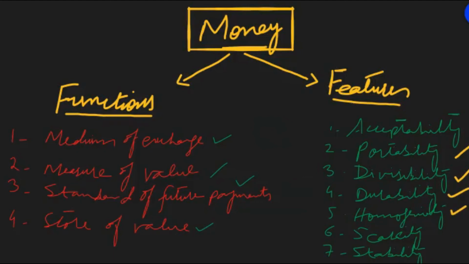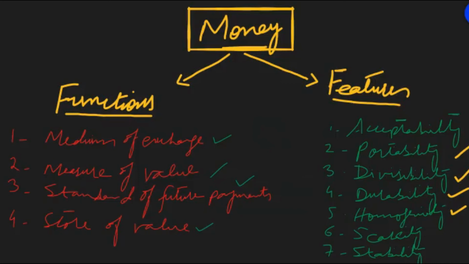Homogeneity is another feature. Homogeneity means every note of the same amount must be exactly the same as the others. For example, if we have a 100 rupees note, that 100 rupees note must be exactly the same as all other notes of 100 rupees in size, in color, in shape, and in printing, and everything must be exactly the same. If every note of 100 rupees has a different color, different shape, then it would not be generally accepted and it would not remain a good money.